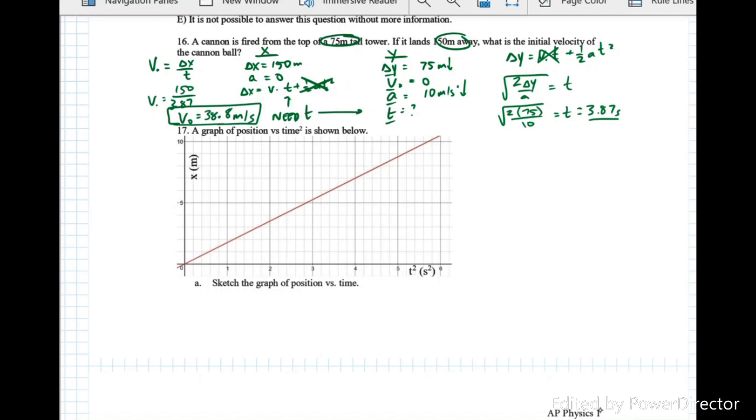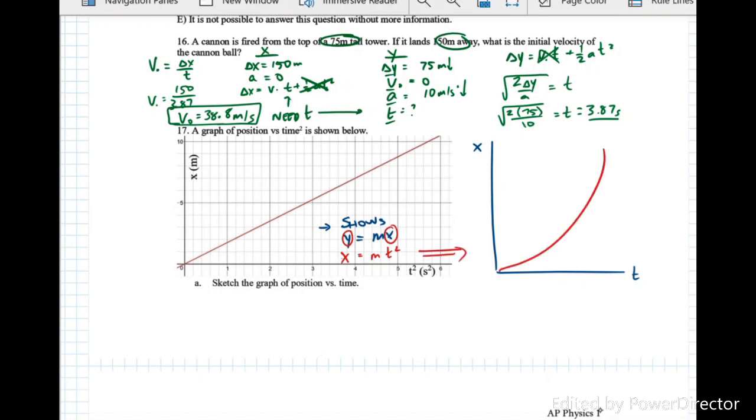17, I have a graph of position versus time squared, and I want a graph of position versus time. So looking at this, position versus time. Looking here, I know it's a straight line, so it shows y equals mx. The y value here is position. The x value is time squared. So the original graph, position versus time, is going to be the upward facing parabola.